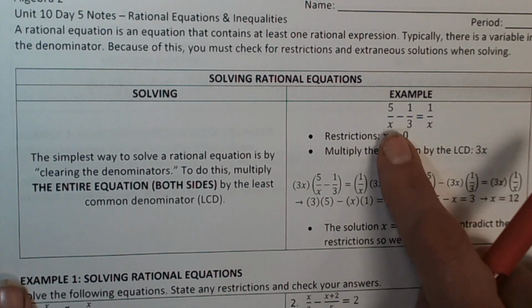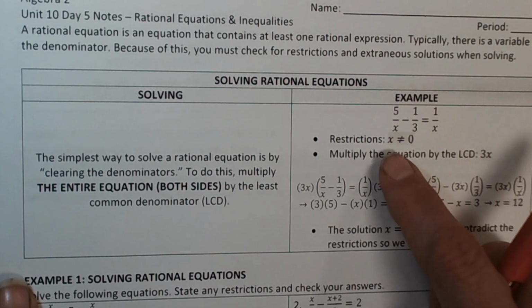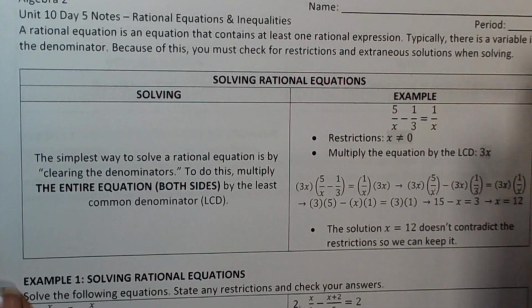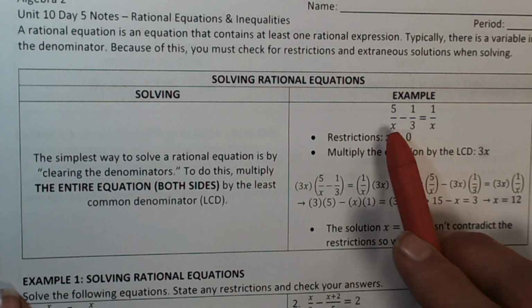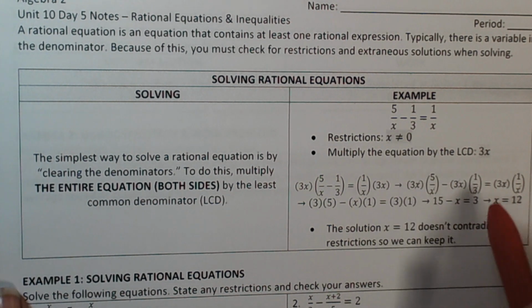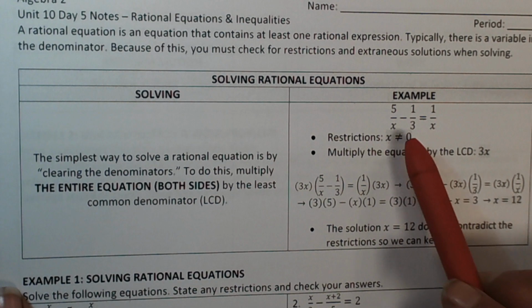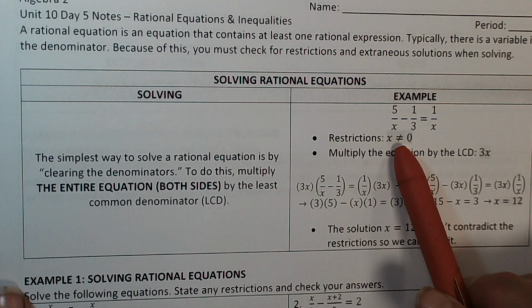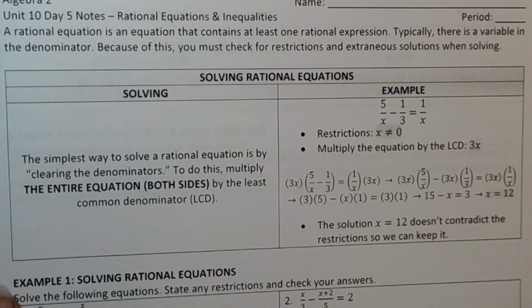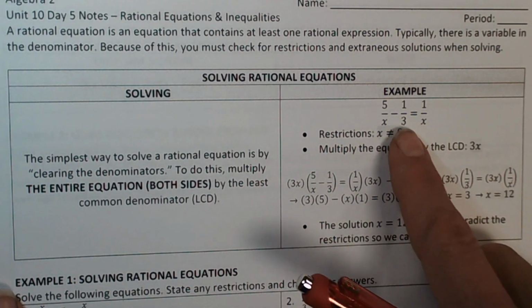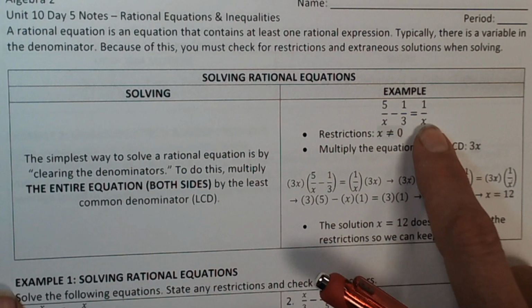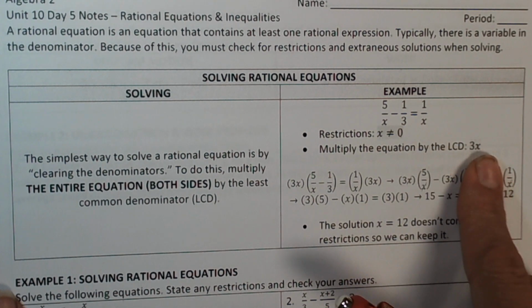So let's look at our example over here. We have 5 over x minus 1 over 3 equals 1 over x. So the first thing that we look at is what are our restrictions. So we can see we do have a variable in the denominator. So since there's a variable in the denominator, we're going to set that expression not equal to 0. And then remember, when we're looking for the least common denominator, if there's something in a denominator, then it's part of the least common denominator. So I have an x, so I need an x. I have a 3, I have a 3. And then I already have the x, so I don't need to put another one.